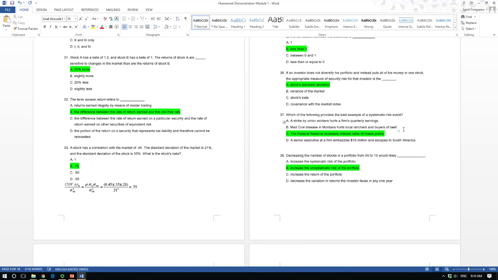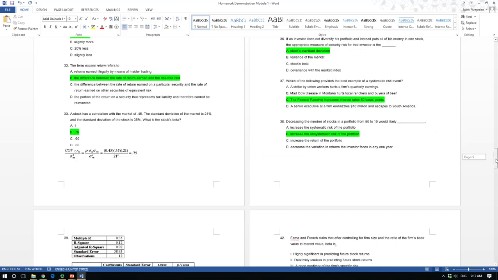So B is not. C, the Federal Reserve increased interest rates 50 basis points. Well, this is an event that will cause the entire market to change, not just an industry or a company. It's a market-wide event, and any risk caused by this event should be a market risk event or systematic risk event. So C is the best answer. And D is not, a senior executive stole $10 million. Well, that's an individual company's event.